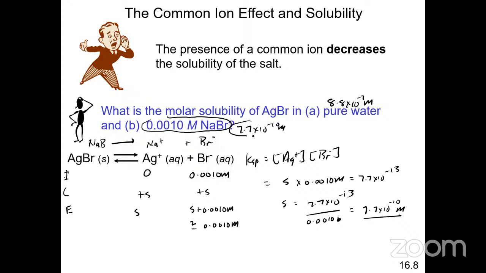If you compare this number to this value right here, you see that the solubility of silver bromide decreases when you try to dissolve it in 0.0010 m sodium bromide. So this is another example of the common ion effect, right? In this case, the common ion is the bromide ion. The presence of the bromide ion pushes the equilibrium in that direction, and as a result, it reduces the solubility of silver bromide. You can see that clearly by the numbers shown there.